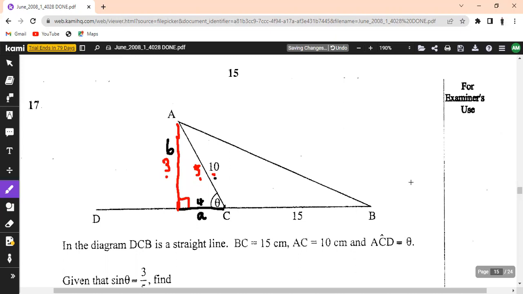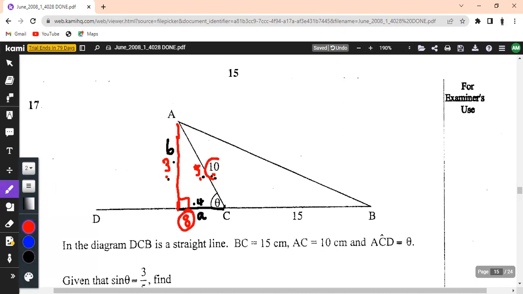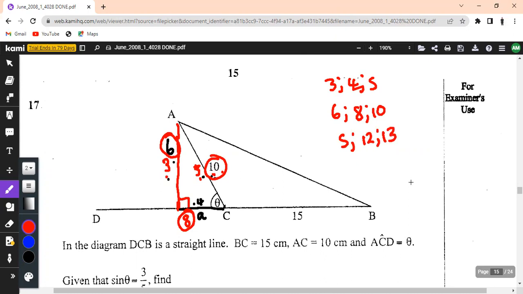But previously, this was 3, 4, 5. Now it's 10, 6, 8. So this 4 is going to be 8. I want you to use Pythagoras theorem, guys, and you're going to obtain 8. I'm not going to work it out with Pythagoras, I'm just going to indicate. So these are the values that you're going to work with: 10, 6, and 8. You must know these Pythagorean triples: 3, 4, 5, 6, 8, 10, 5, 12, 13. There are so many that you can work with, so we just need to know all these Pythagorean triples.